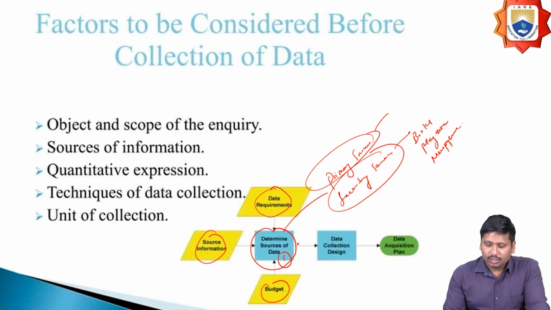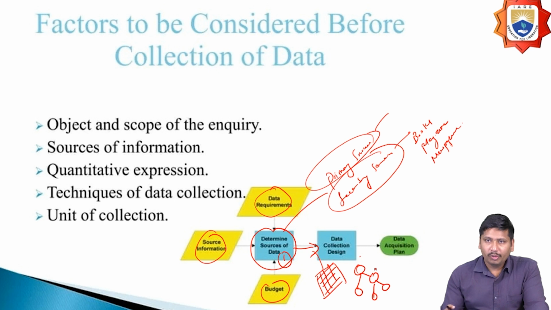Once the data from the sources is identified, it is sent to the data collection design. Whatever data we collect should be represented in a specific design, normally in the form of tables or trees. Once the design is finished, you have to make a data acquisition plan. These are the things we have to consider for collecting the data.